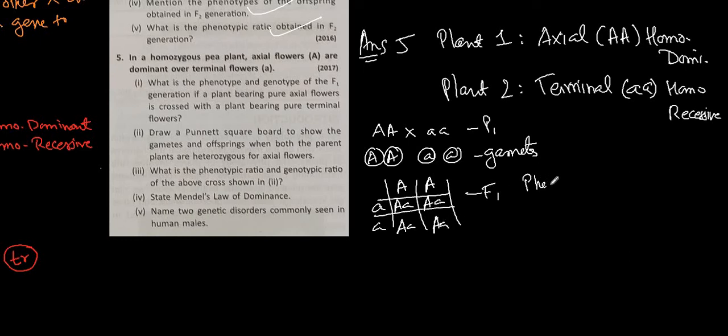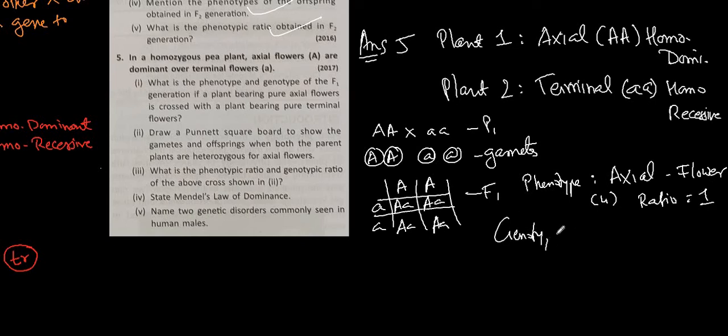Here the phenotype is what? Axial position flower. All 4 are the same. So the ratio will be 1. And here the genotype is capital A, small a, and that would be all 4 of them, all heterozygous, and here the ratio will be 1 because all 4 of them are the same.